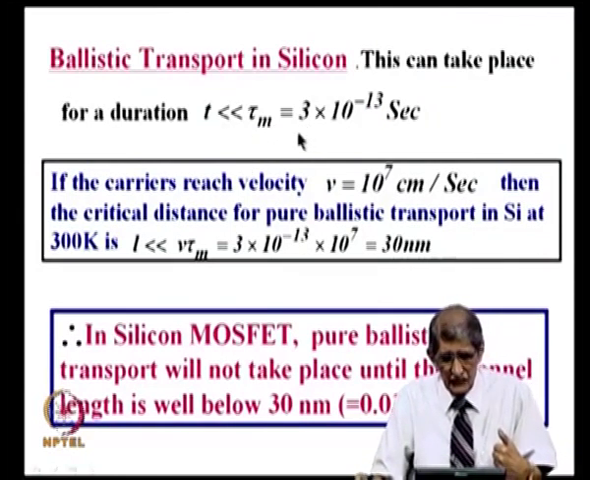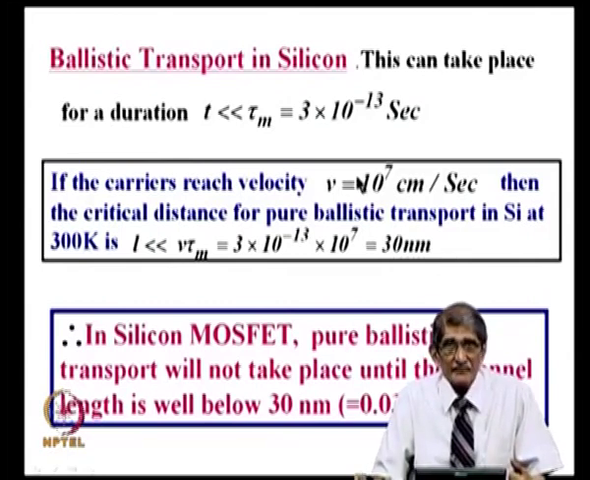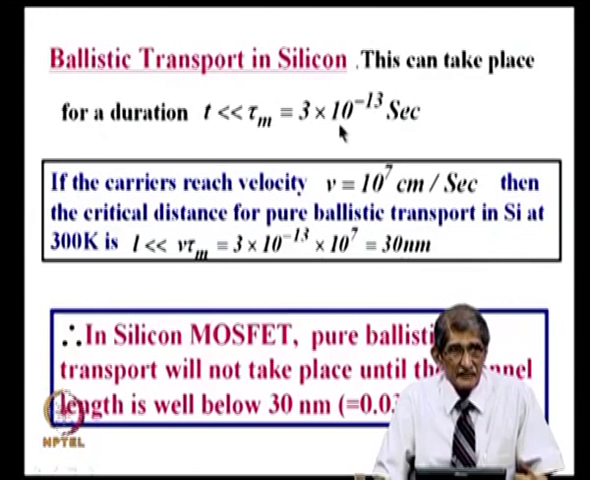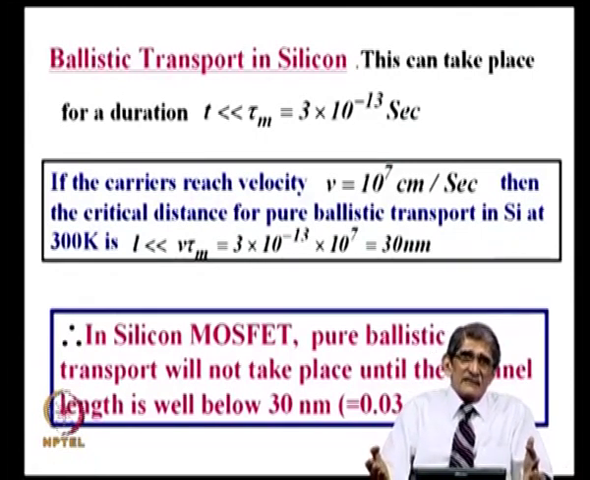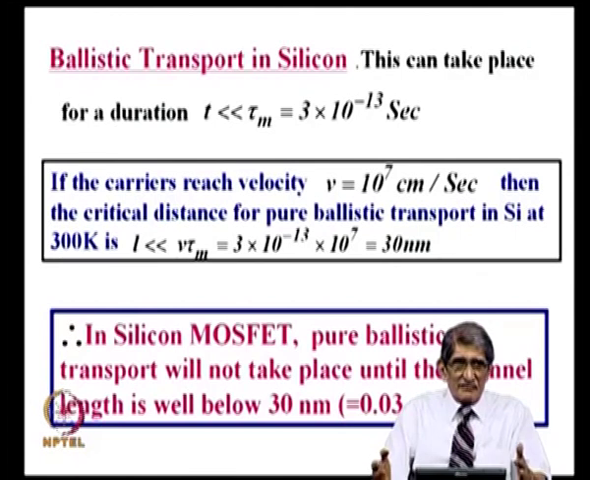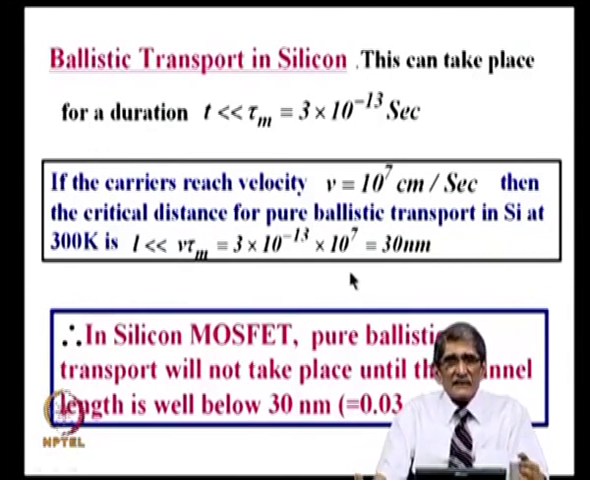Let us say the electron is moving with a velocity of 10 to the power 7 due to ballistic action, average velocity 10 to the power 7, and the time t is 3 into 10 to the power minus 13. What is the length travelled? That is 3 into 10 to the power minus 13 into 10 to the power 7, that is 30 nanometers. That means, if you assume that the maximum velocity 10 to the power 7 is present for the electrons, within that collision time it would have travelled a distance equal to 30 nanometers.